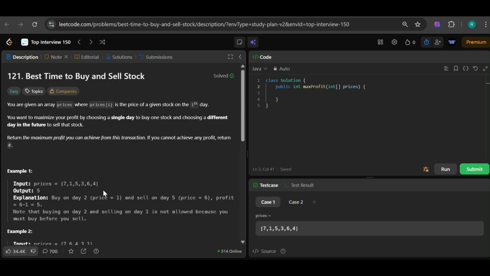7 1 5 3 6 4. This is my array. So 7 is the price of the first day of the stock, 1 is the price of the second day of the stock, 5, and similarly 5, 3, 6, 4.